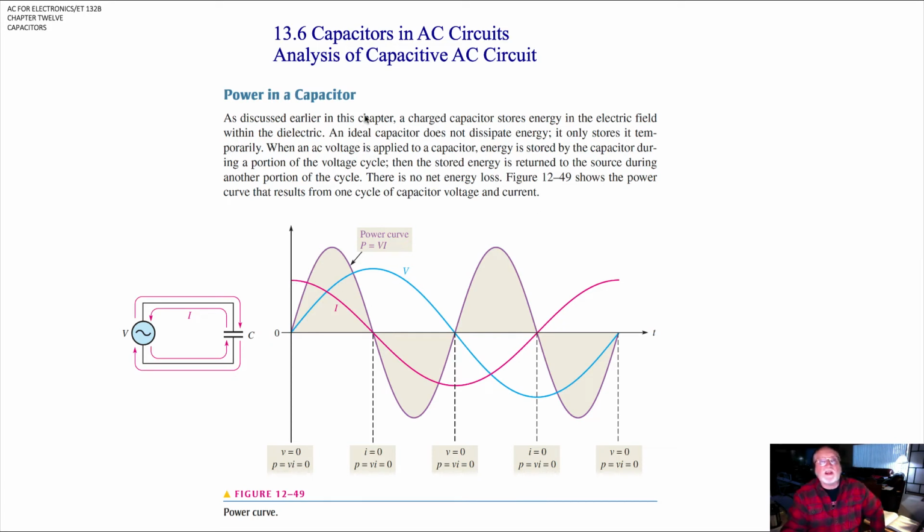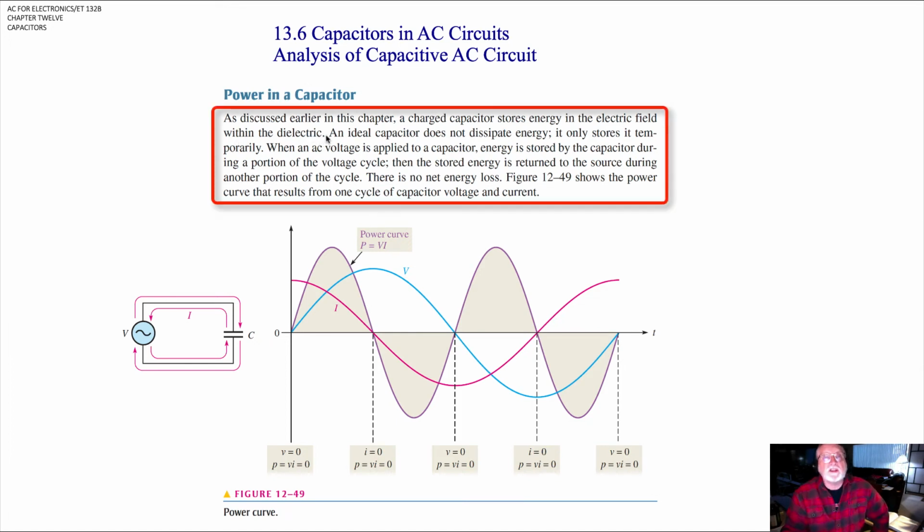As discussed in an earlier chapter, a charged capacitor stores energy in an electric field within the dielectric, unlike a resistor that totally dissipates the energy, usually as heat. An ideal capacitor does not dissipate energy. It only stores it temporarily. And if you'll recall, it swaps the polarity back and forth between the plates.